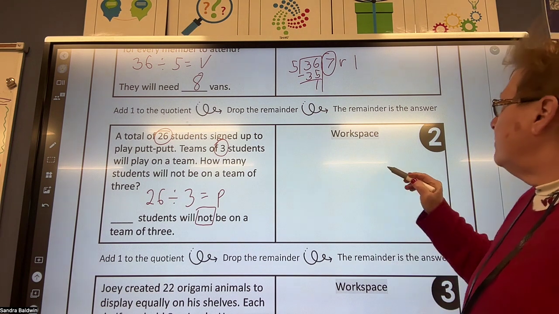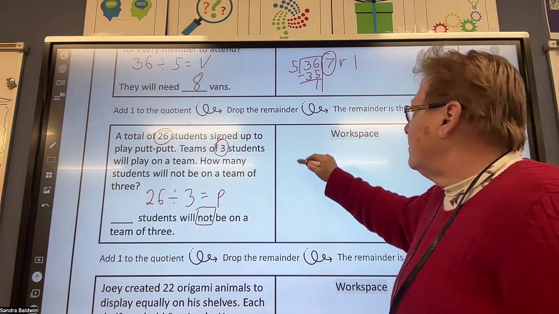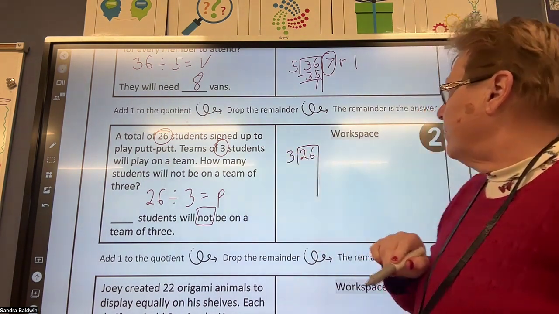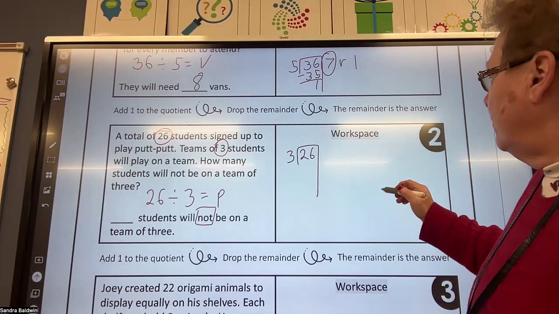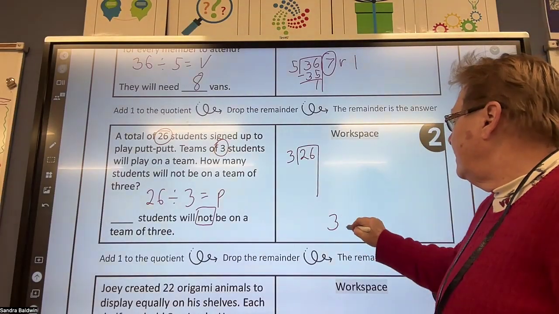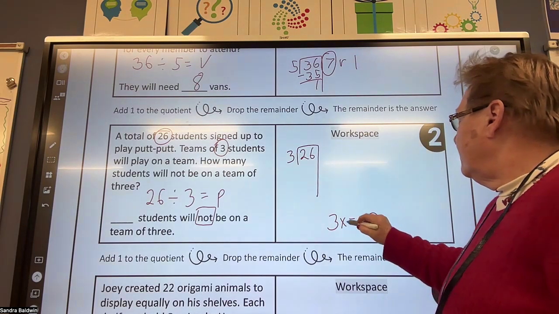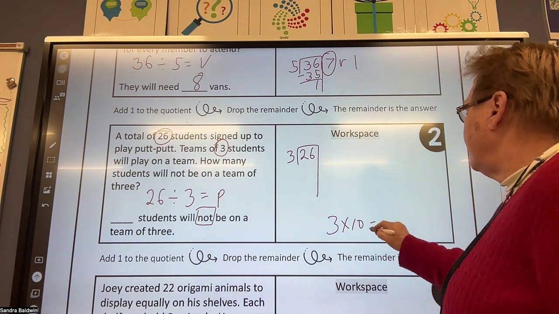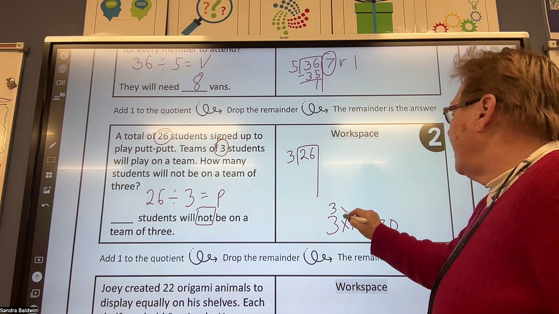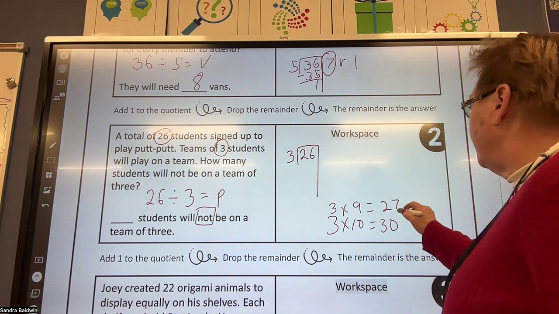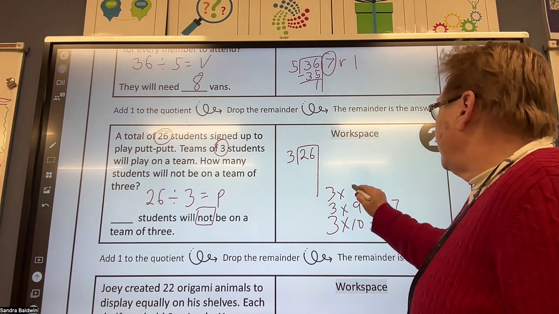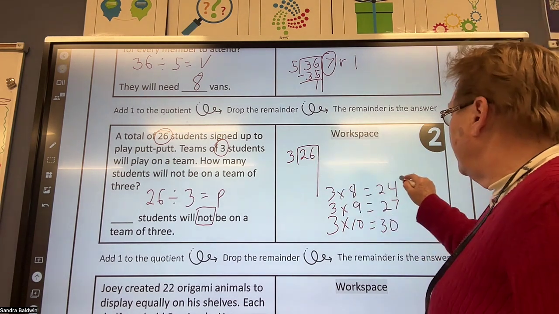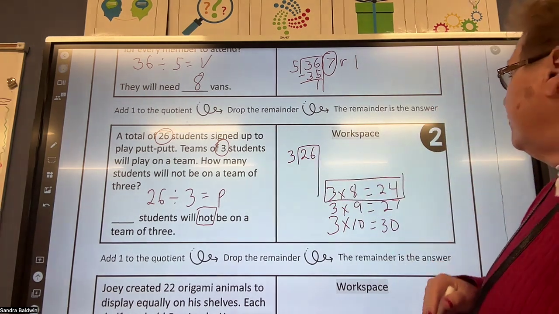So in our workspace, I could do this the partial quotient way, and that would be 26 divided by 3. And if I know that 3 times 10 equals 30, I forgot to put the 10 in there. 3 times 10 equals 30. That means 3 times 9 equals 27, 30 minus 3. 3 times 8 equals 24. Well, I can't go past 26. So this is the one that I will use, 3 times 8.